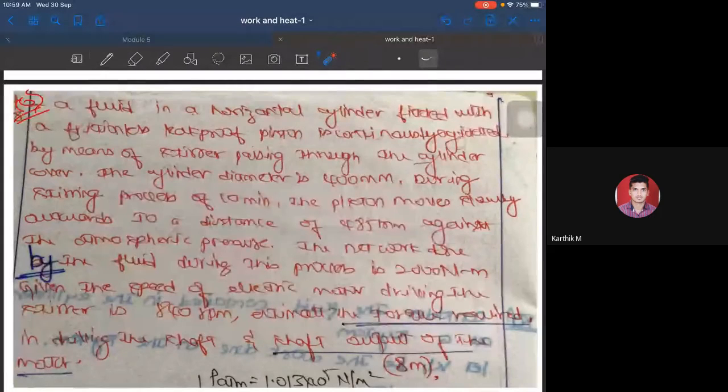Given the speed of the electric motor driving the stirrer is 840 rpm, estimate the torque. So we have to calculate the torque which is required to drive the shaft. So that is the problem. Similar to the previous one, but there is a reverse approach for this.